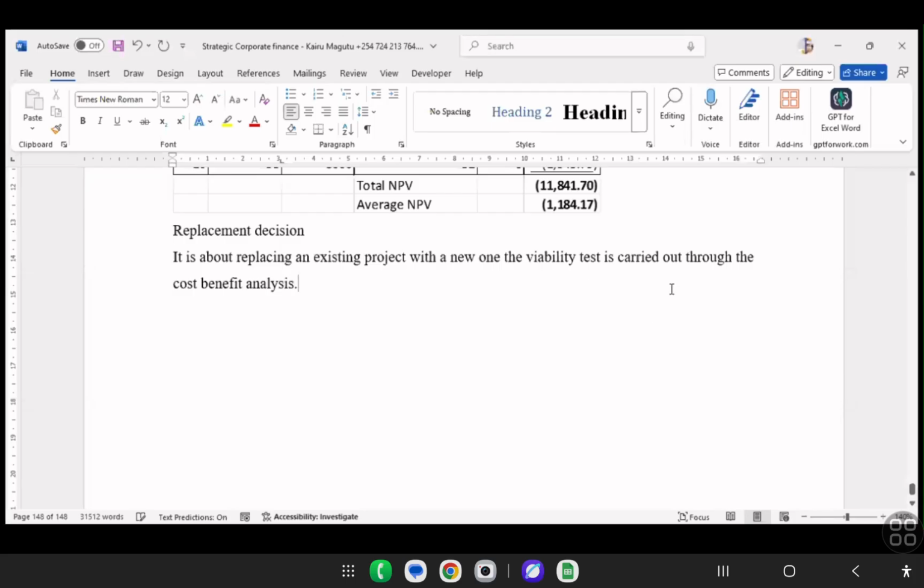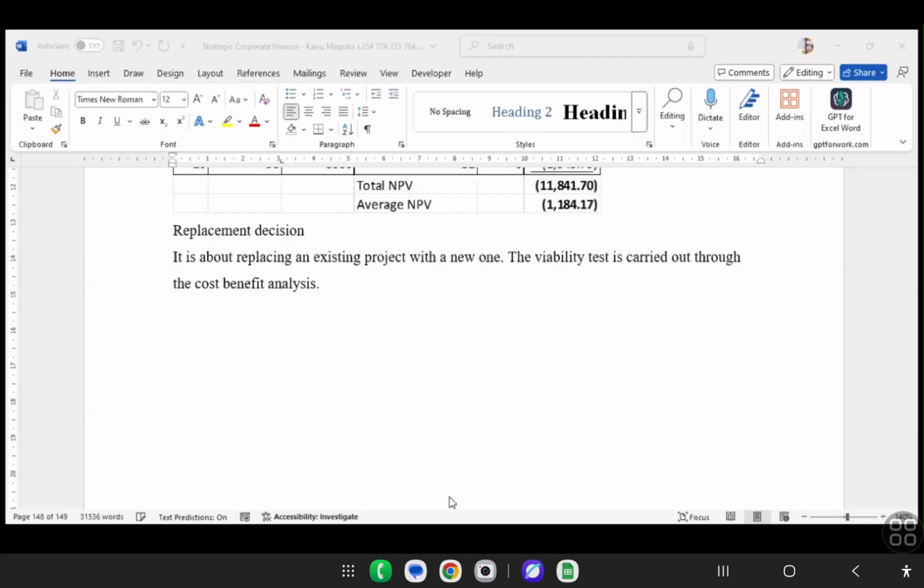So the decision to replace an existing asset with a new one is carried out, or that replacement means you abandon an existing project, then you take a new project. It is carried out at a cost-benefit analysis, and we determine whether the replacement decision is viable or not viable by considering the incremental costs and the incremental cash flow. When it comes to evaluating the replacement decision, we need to determine the relevant cash flows.